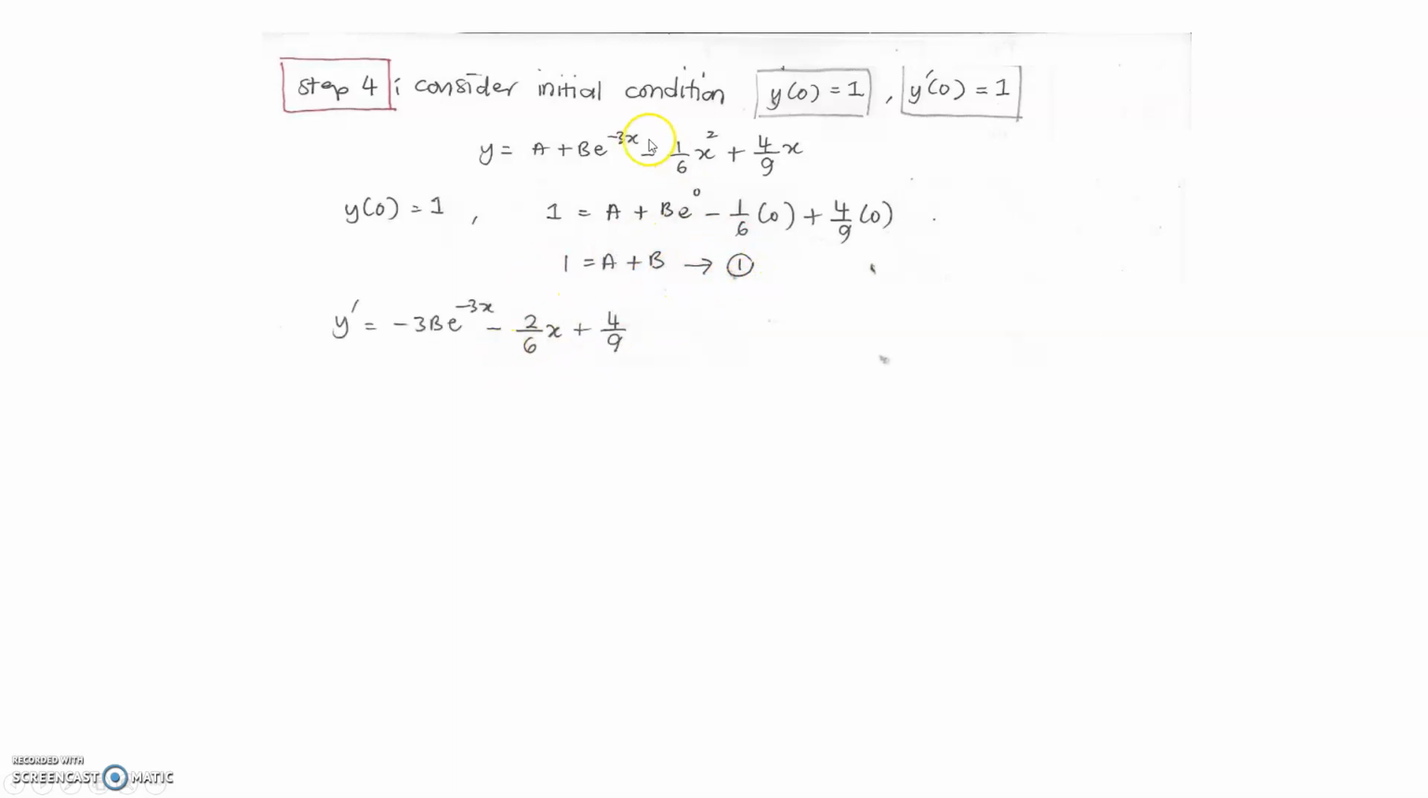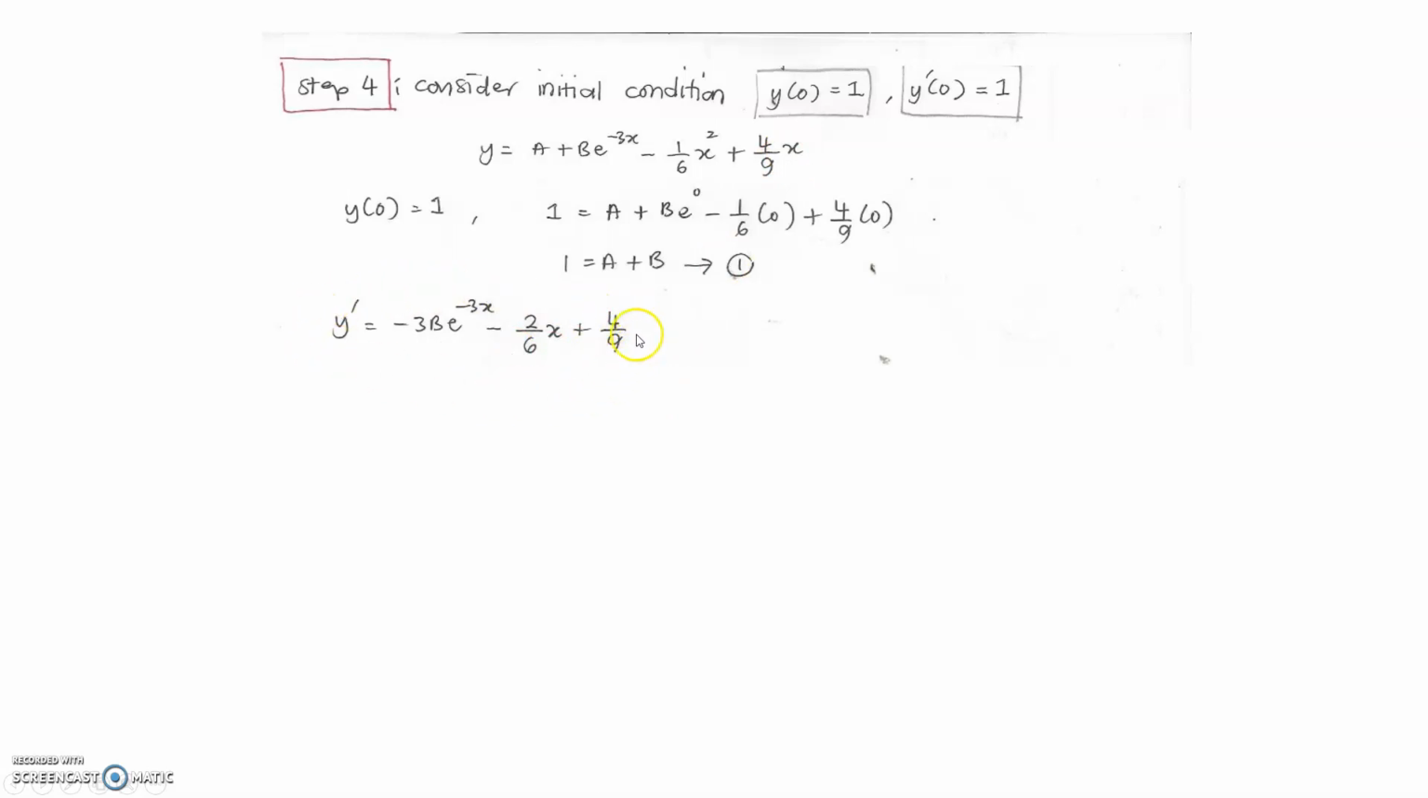Okay, so you need to consider the second initial condition. Here you have got y prime. Based on this general solution, you need to differentiate to get your y prime. So y prime is equal to, a differentiates to 0. b exponential negative 3x differentiates to negative 3b exponential negative 3x. x squared differentiates to 2x, so negative 2 over 6 x. x differentiates to 1, so plus 4 over 9.